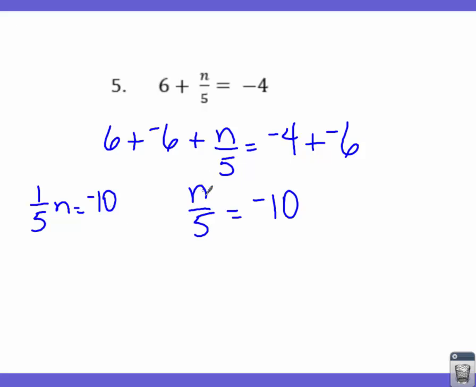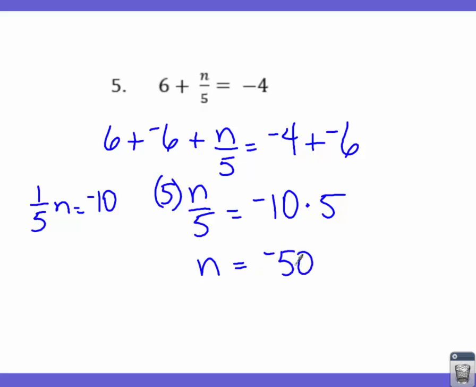So in order to get rid of a divide by 5, we do its opposite, which is a multiply by 5. So I'm going to put a 5 up here beside the n, and I'll put a 5 over here beside the negative 10. So now this 5 will zap out this 5. They divide out and they become a 1, which is what I want. 1n equals, and then negative 10 times 5 gives me negative 50.